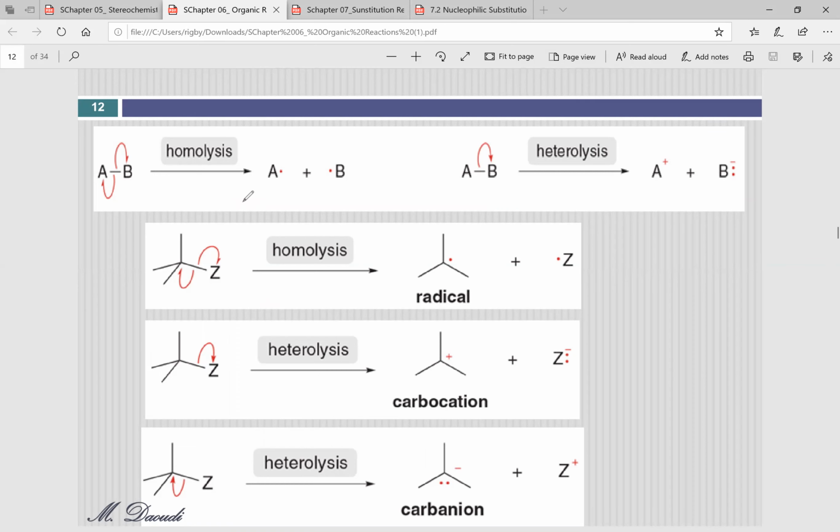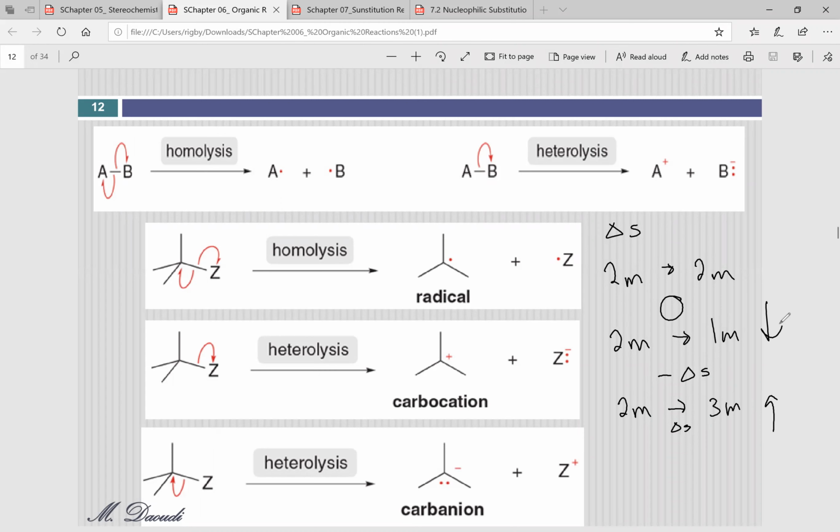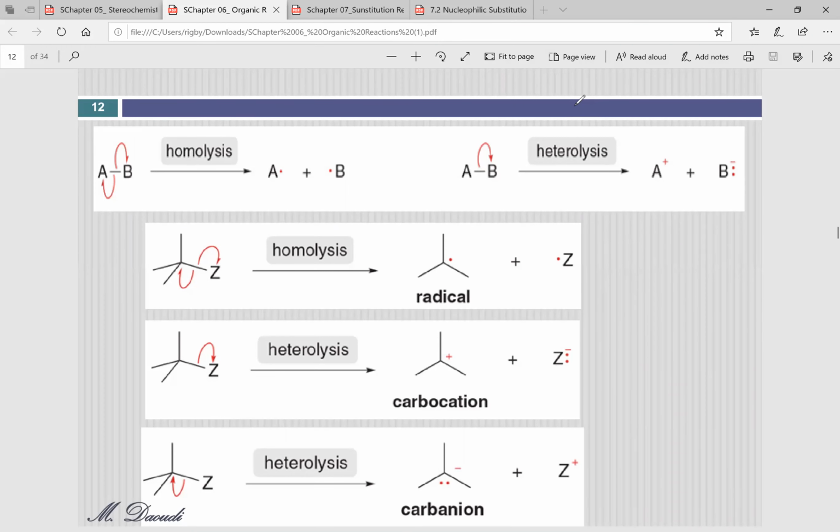Exactly, that's exactly right. So going back to what we were talking about earlier, we're talking about delta S: if we start with 2 moles and we end with 2 moles, delta S is 0 because nothing changed. If we start with 2 moles, we end up with 1 mole, delta S is negative. And then if we start with 2 moles and end up with 3 moles, then delta S will be positive because chaos is going up in this case and chaos is going down in the previous case. You're totally fine. Okay, I hope that answered your question. Back to heterolysis, homolysis, I mean.